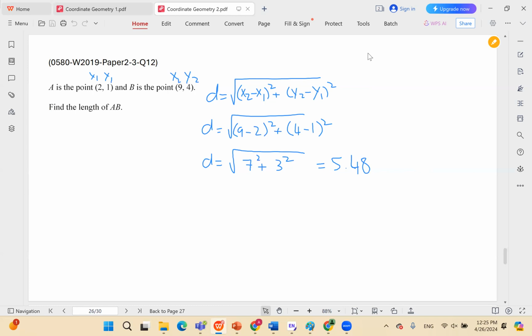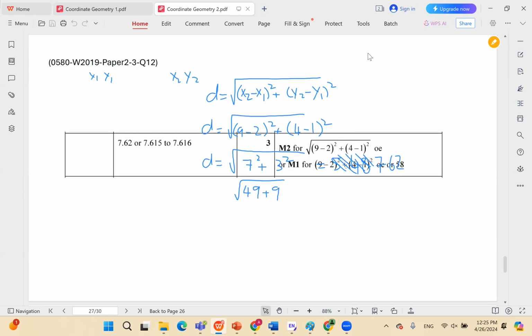I seem to have made a mistake in the final calculation. This is not root 30. I just did it mentally and this was a mistake. So this is actually root of 49 plus 9. So this is root of 58, which is actually 7.6. This is the problem with trying to do things mentally. So root of 58 would be 7.62, and this is the correct answer here.